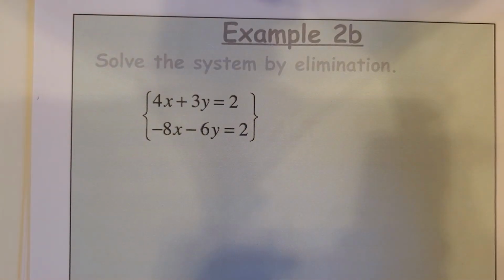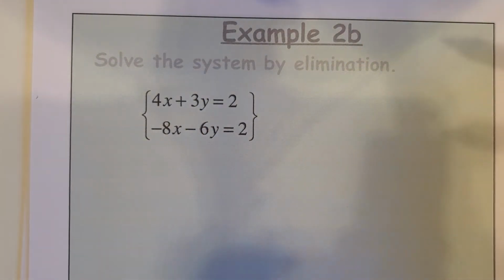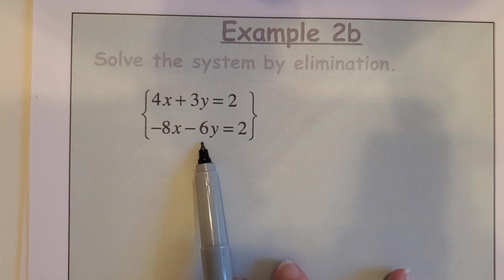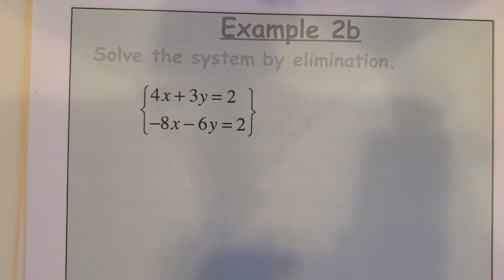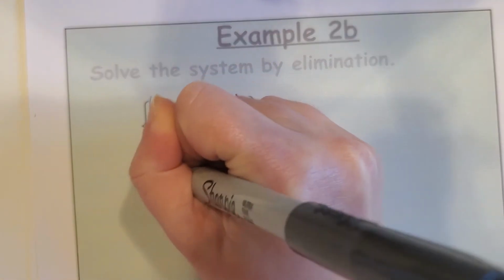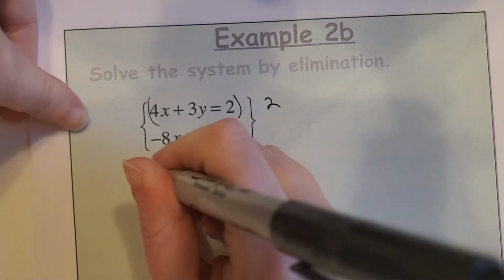For this, let's go back to y, okay? The least common multiple of 3 and 6 is 6. This one already has a 6, so we're going to leave this alone. If this is negative 6, we want this to be positive 6, so 3 times what is positive 6? Again, that's going to be 2. 8x plus 6y equals 4.